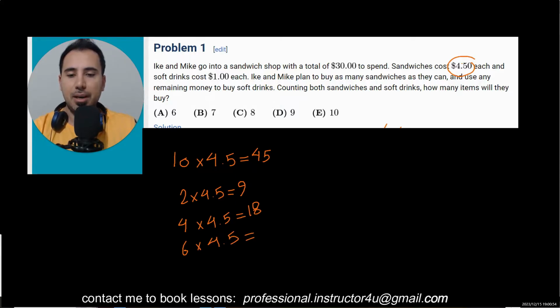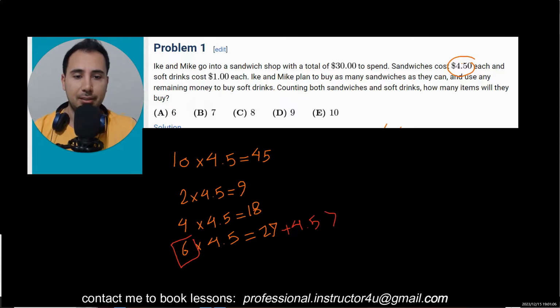And can we buy one more sandwich? We can buy 6. If we buy one more, it's going to be 27 plus 4.5. It's going to be more than 30. So the answer is no, we can't buy any more sandwiches. So 6 is the biggest number. Good. So now 27, 30. How much money is left? 30 minus 27. We have $3 left.